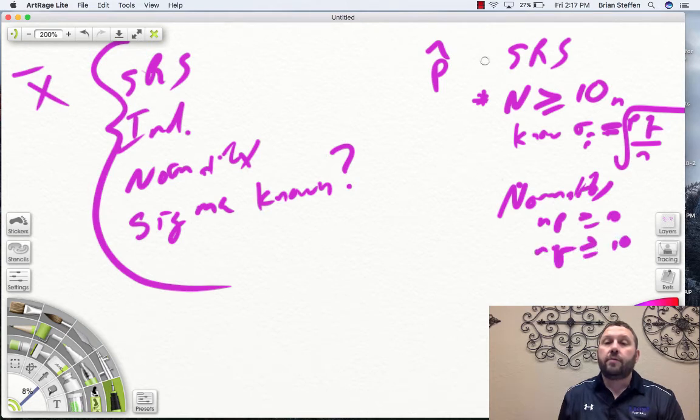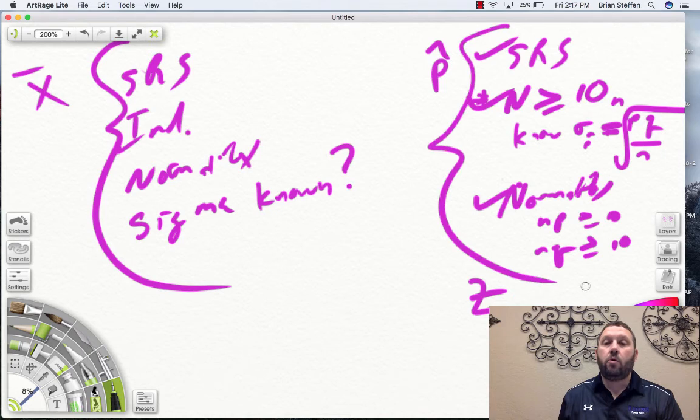All right, so if simple random sample, independence, and normality are all met, then I will always use Z. I will never do T for a p hat scenario. I will only use Z for p hat. So over here, it's only for x bar that I could potentially use Z or T.